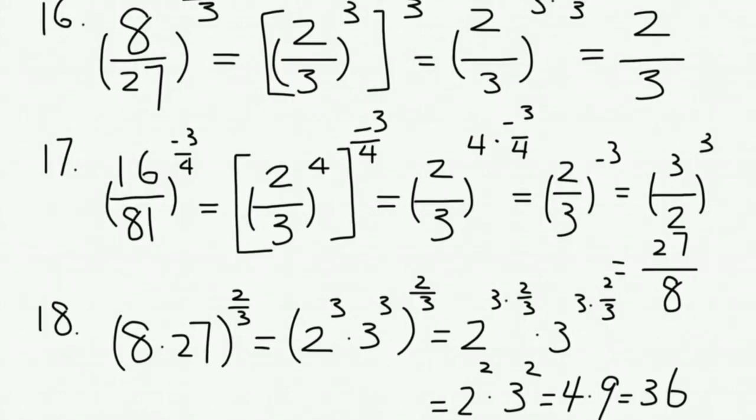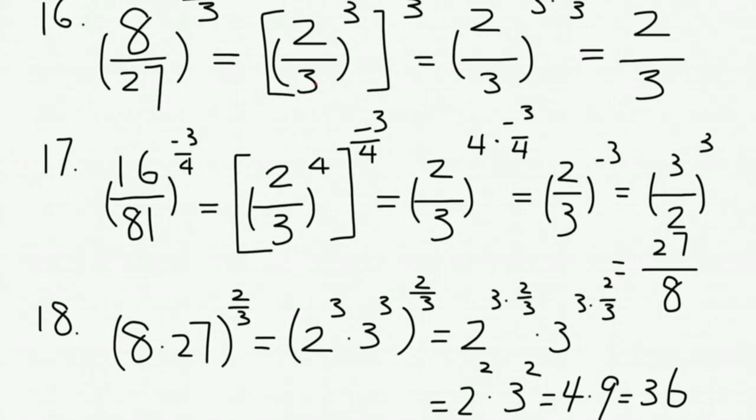Question number 16. 8 over 27 raised to the 1/3 power. So I rewrite 8 over 27 into 2/3 raised to the 3rd power. So again, the whole number, 2/3, is being raised to the 3rd power. Then take the exponent, 3 times 1/3, that gives me 1. So the answer for number 16 would be 2/3.